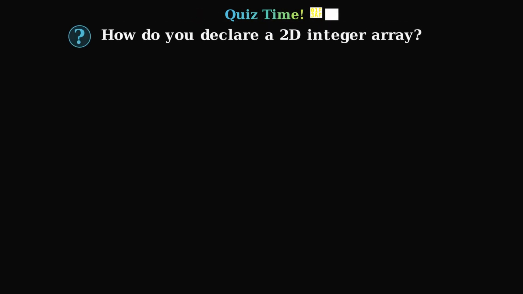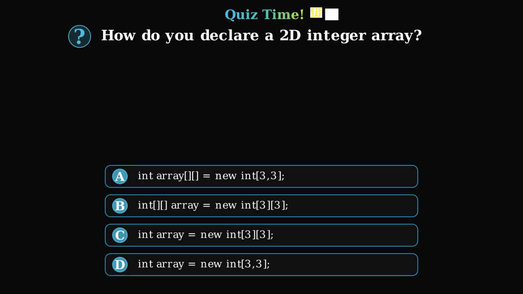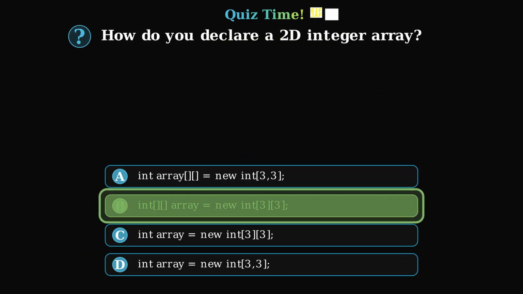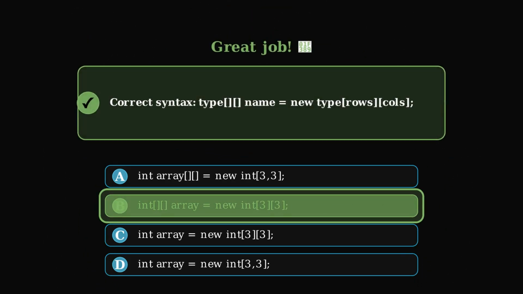Quiz time. Test your understanding. How do you declare a 2D integer array? Which one is correct? The correct answer is correct syntax: type name equals new type rows.